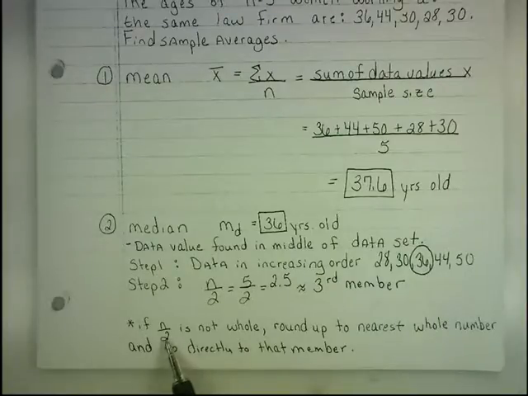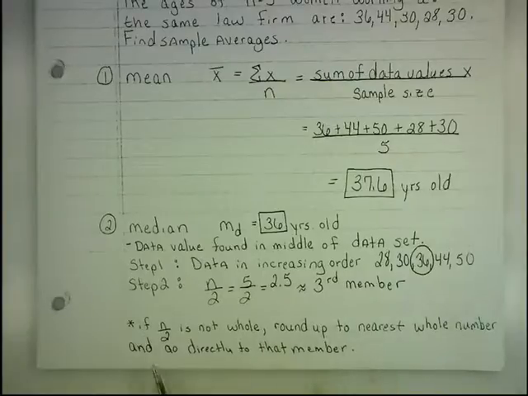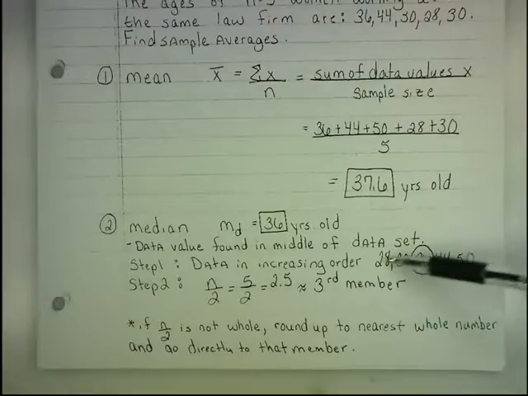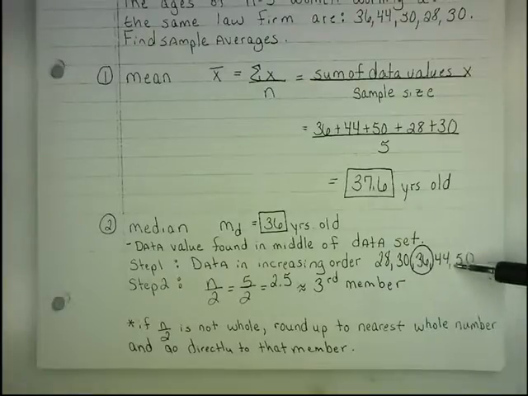Now if n over 2 is not whole, you round up to the nearest whole number and go directly to that member. So there is your rule for this situation. If n over 2 is not whole, round up to the nearest whole number and go directly to that member in the data set. But remember, put your data in increasing order if it is not already in increasing order.